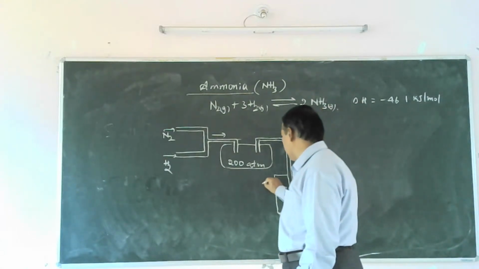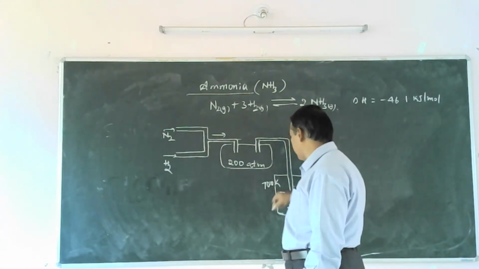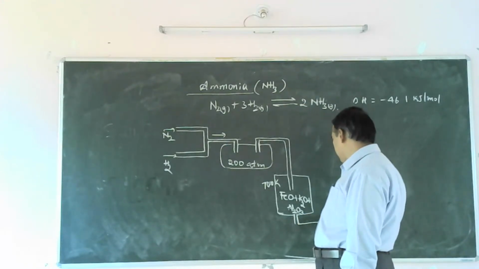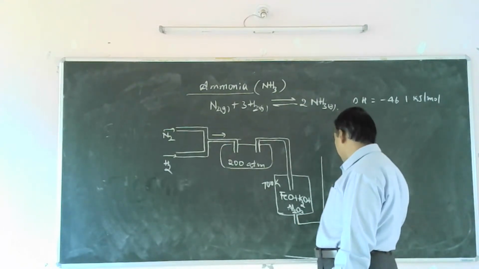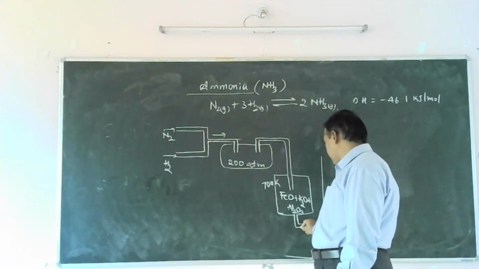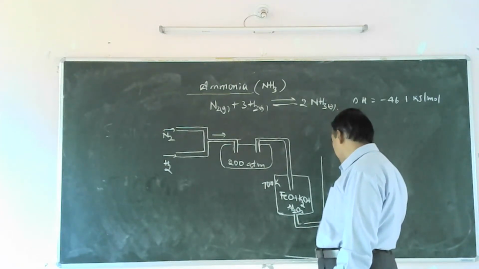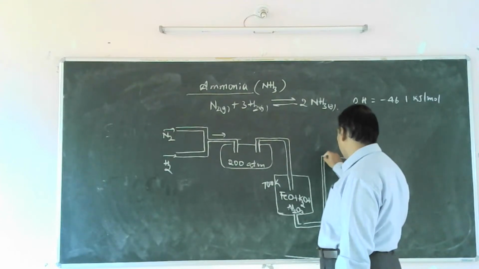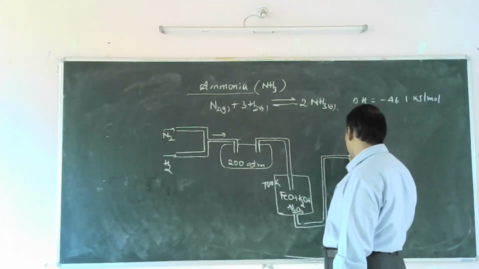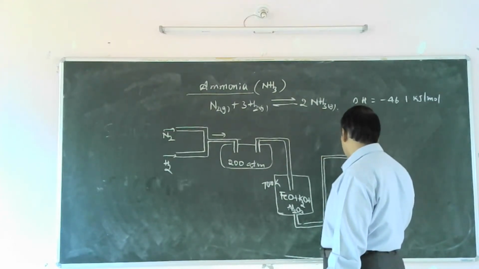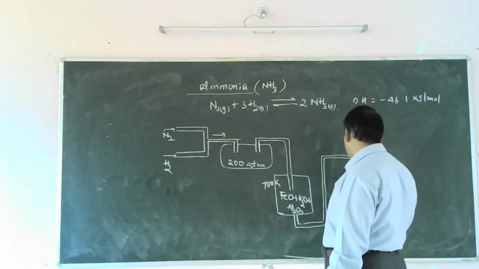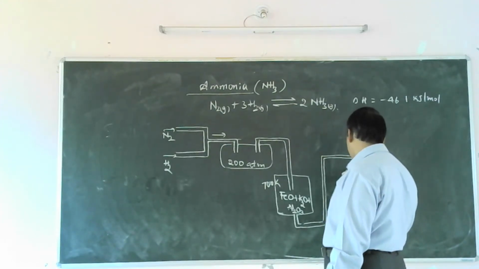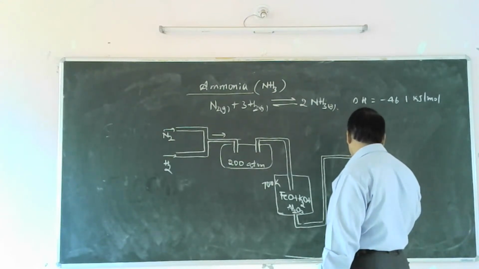What is the temperature required here? Nearly 700 Kelvin temperature. So dinitrogen gas reacts with dihydrogen gas in the catalytic chamber, and ammonia is going to form. So this is nothing but the condenser where ammonia is collected. So this is nothing but the condenser.